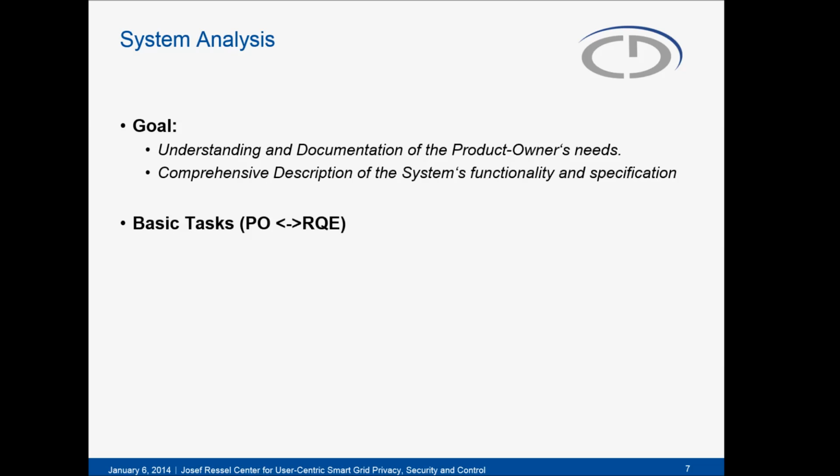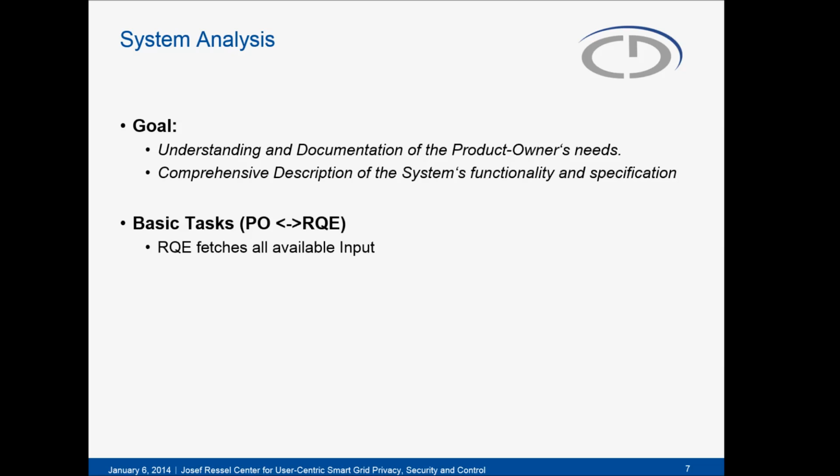Once more, the goal of the system analysis is to establish an understanding and to get a documentation of the product owner's needs and desires. So what we want to have is a comprehensive description of the system's functionality and specification. The basic tasks during system analysis are elaborated by the product owner and the requirements engineer as a team. And let's take a look at these tasks in more detail.